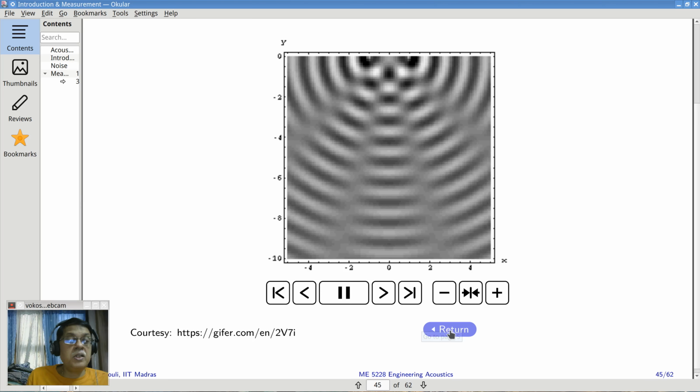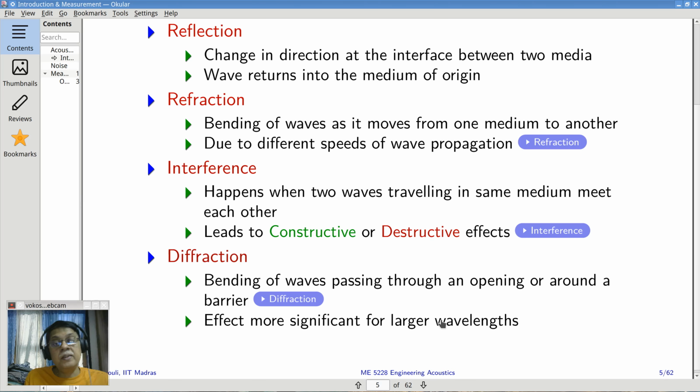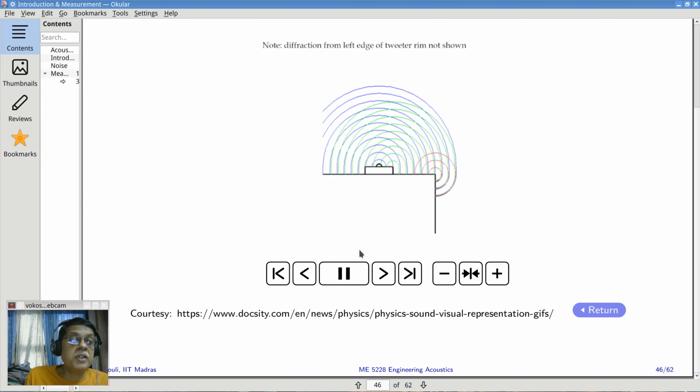So this is interference. And you also have diffraction, which is bending of waves around an obstacle or opening. The diffraction effect is more significant for larger wavelengths in most cases. So here is a visualization. You can see the wave which is generated from the speaker. It propagates and then it bends over this obstacle. You can see here at that edge it basically bends over and then propagates in this direction.